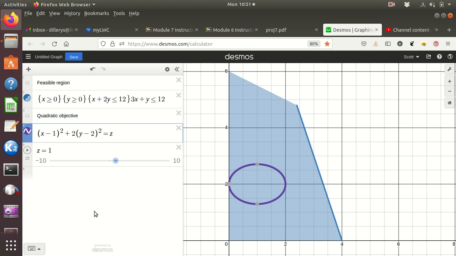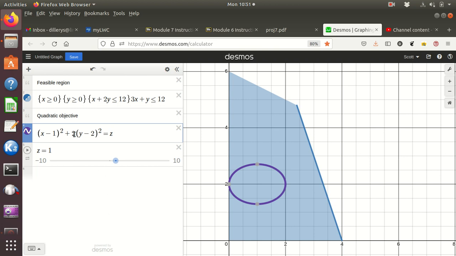Alright, let's look at Desmos and quadratic objective. So I made a feasible region, a pretty simple feasible region. I've got x and y greater than or equal to 0, so I don't have anything beyond the x and y axis to the left or below. And then I've got x plus 2y less than or equal to 12, and 3x plus y also less than or equal to 12. This one here made this line, and this one here made the heavier looking line.